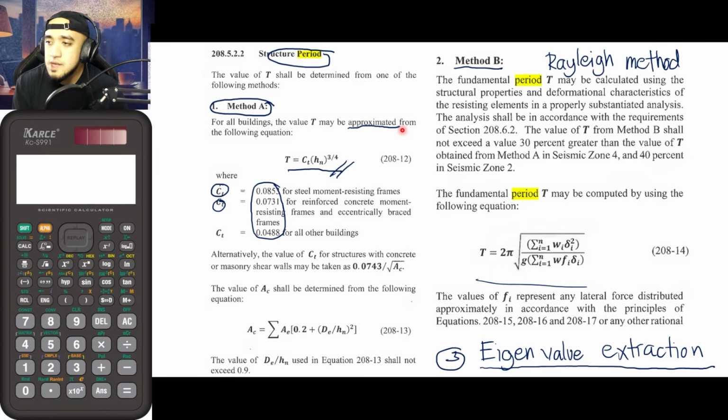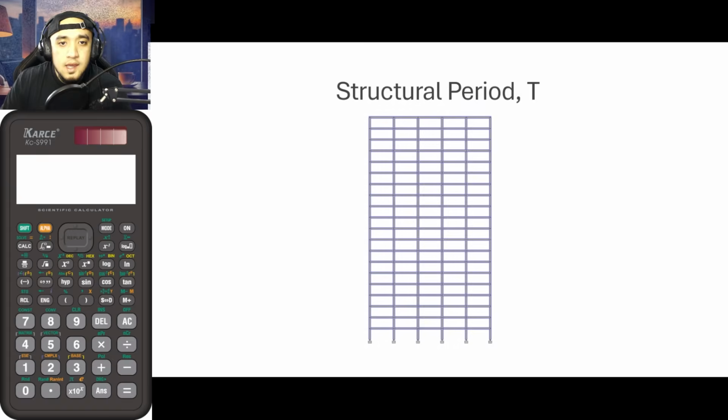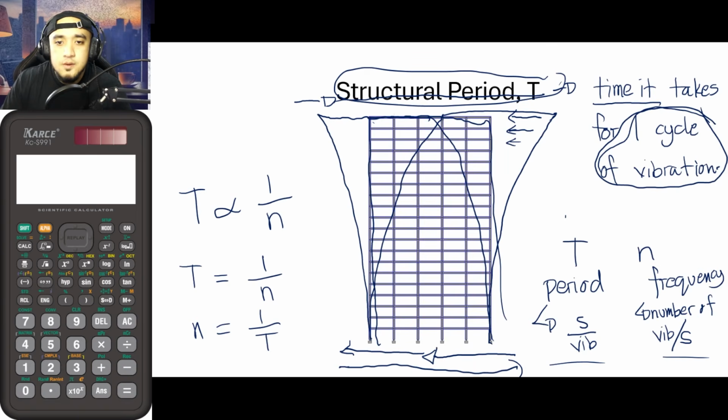However, I just want to disclaim that in the next videos in our sample problem, we would be making use of method A first. Unless mag-request po kayo ng method B and eigenvalue extraction method, I will be creating another video on that. Okay? So basically, those are the values that we would know or we should know. Ano pa ba yung mga na-miss pa natin?